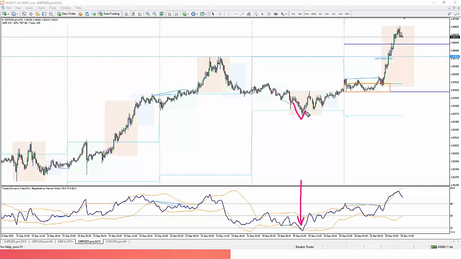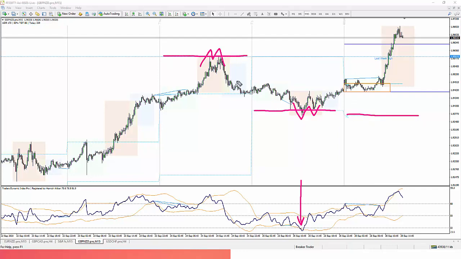Another thing I'm looking for is M and W patterns. These are well-known market structure shift patterns, so looking for M patterns to have formed when we're looking for a breaker to the downside, W patterns to form when we're looking for a breaker to the upside. As I said, ideally I'd like to have yesterday's high or yesterday's low swept, which would be ideal.